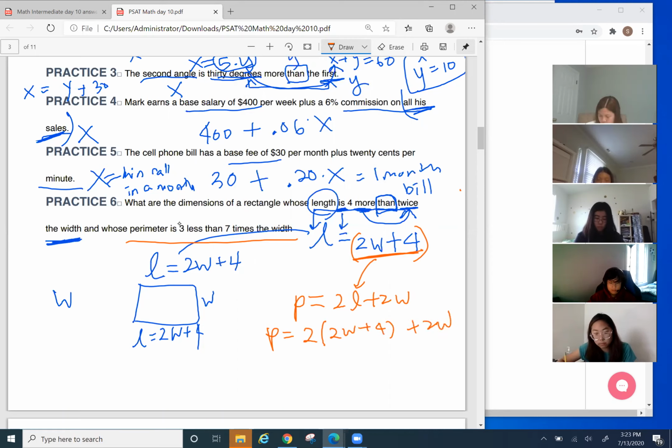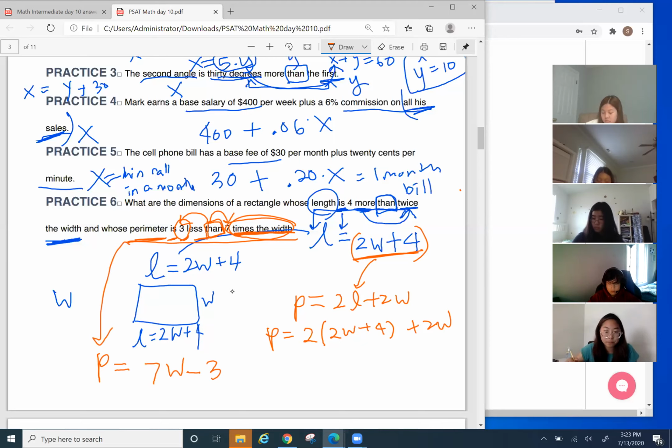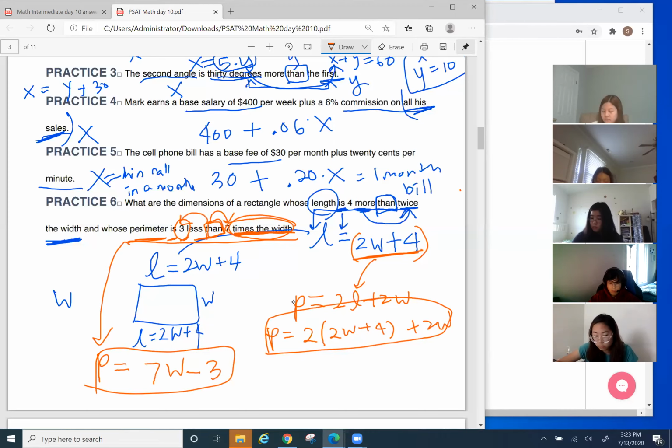And then they said perimeter is what? Perimeter is 3 less than, I see this word again, but then you have to switch the one right before and right after. So what's before is 3, and right after is 7 times the width. So I'm going to write it as perimeter is 3 less than 7 times the width. That's how you convert this, okay? And then I'm going to set the two perimeters equal to each other.